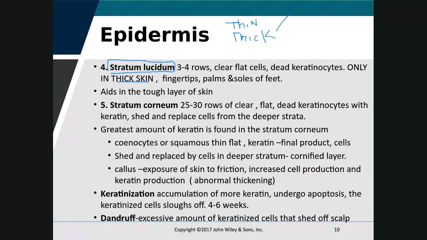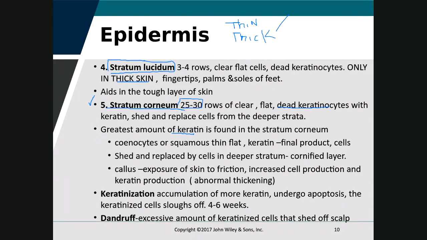And then the top layer is the stratum corneum. Okay, this is the thickest layer. It's got about 25 to 30 rows. And by the time the cells get here, they're flat and dead cells. So most of the keratin is found in this layer because it's very thick.